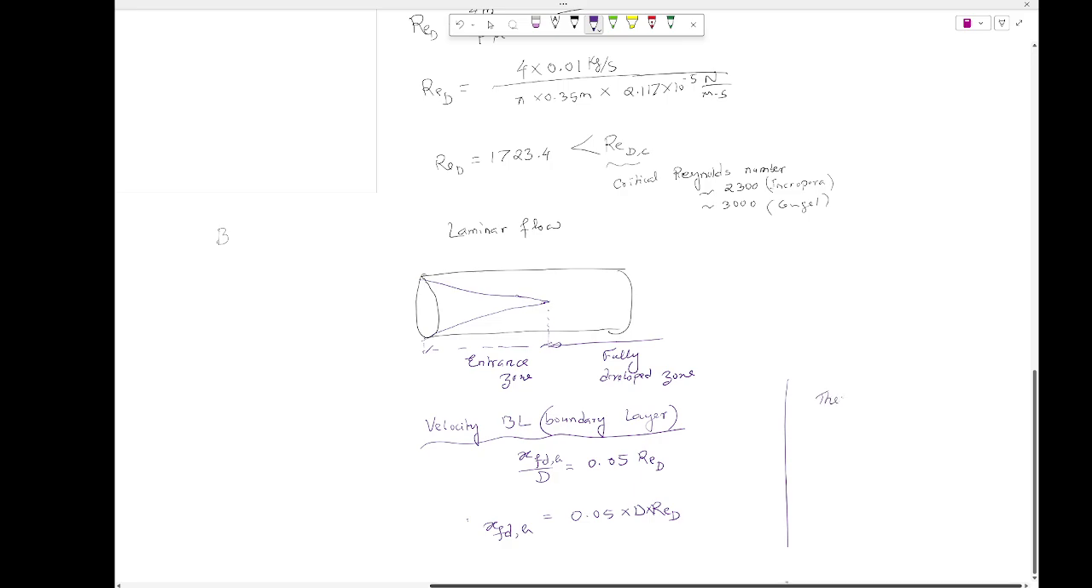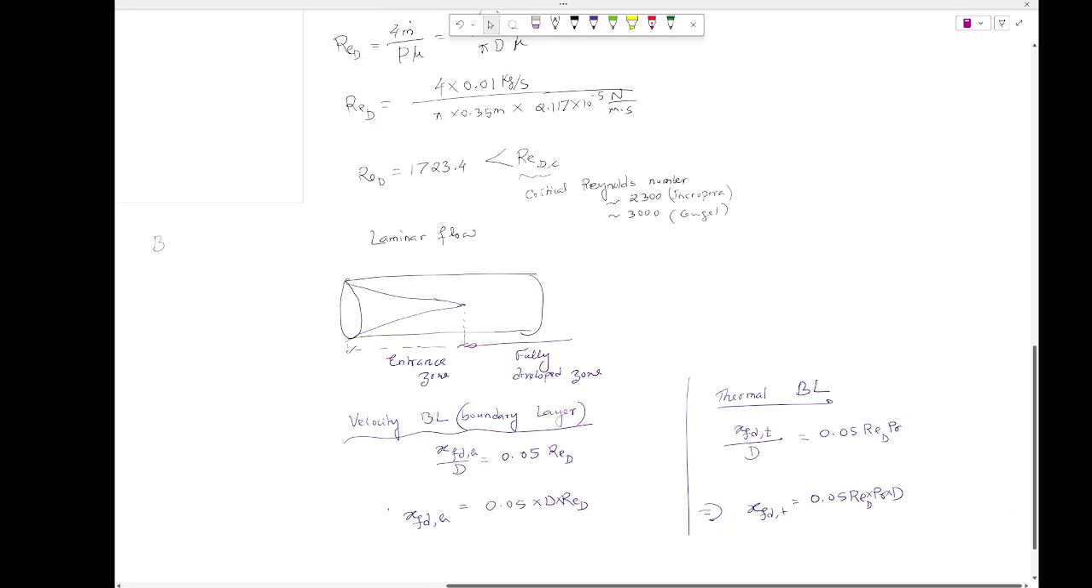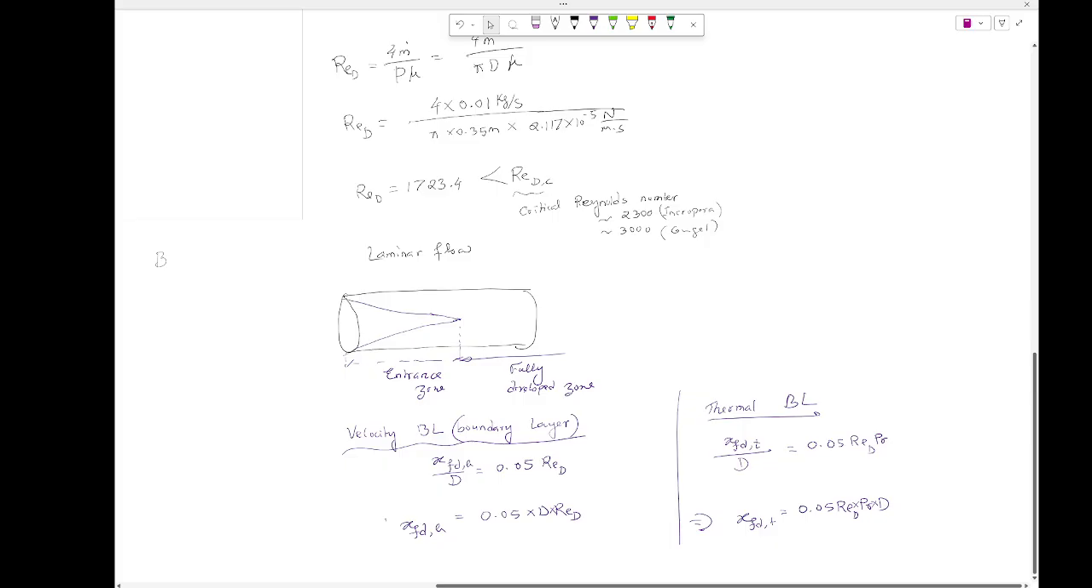So the thermal boundary layer equation, I'm going to write this time only BL, boundary layer. I'm not writing the same thing. It would be X_FDT divided by D, which is 0.05. The same equation I'm writing, except the Prandtl number I'm writing the new thing, right? So you're going to have 0.05 Reynolds Prandtl and multiply D. Okay, so you have all the values now, right? Can you plug the values and come up with the value of the X_FD? And that's the last thing that you want to do.